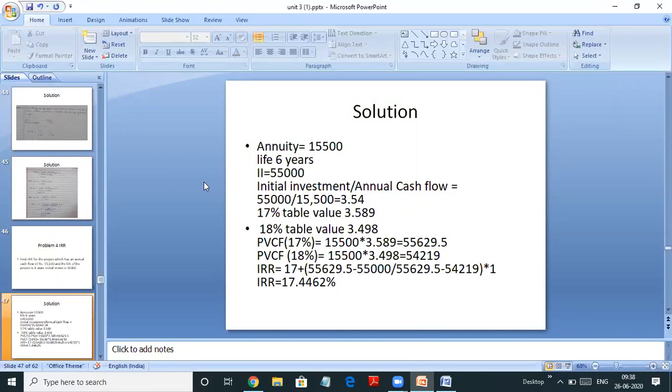So this is a simple way to do it. If annuity is given, you need not try 10%, 12%, 13%, doing trial and error. You can simply divide initial investment by annual cash flow to get the table value. Then for whatever the period is, search for that table value in the annuity table.